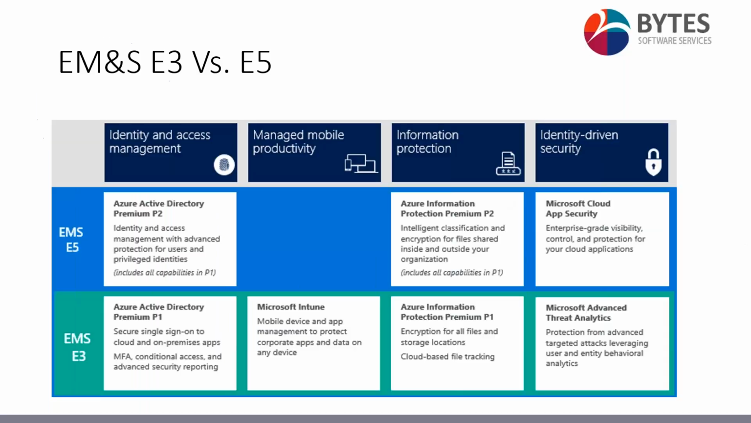So obviously on the previous slides, we covered the E3 and E5 differences. This is a different way of illustrating it. On the E3 level, we're going to get our P1 features. This is your single sign-on, your MFA, your conditional access. We're then going to get access to Intune. So this is the MDM, the MAM, the configuration and policies on devices, the Windows update, pretty much almost like WSUS from the cloud. We then have the Azure Information Protection.